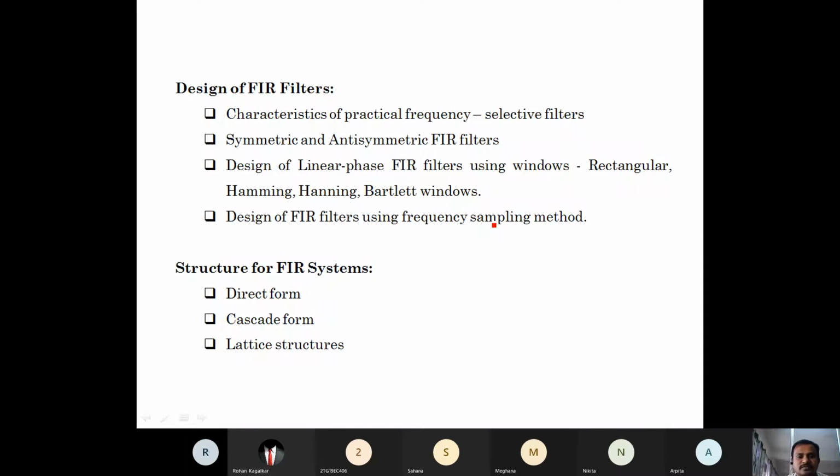So there are many methods to design FIR filters, but your syllabus is going to cover only two concepts. One is using windows and the other is the frequency sampling method. We go for the structure of FIR filters. So what we discuss in the design concept, how we can implement those things, that is the structure. Here we have direct form, cascade and lattice structures.